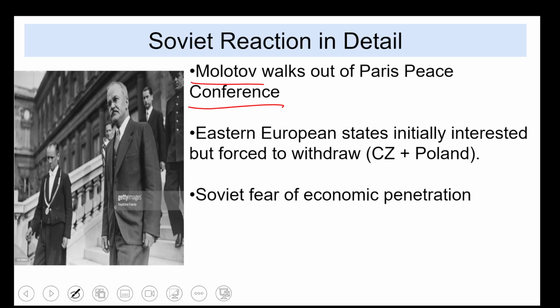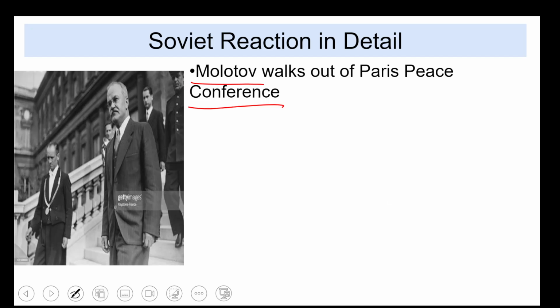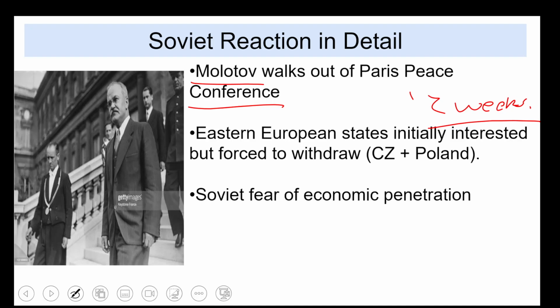Czechoslovakia and Poland initially show interest in Marshall Aid, but Stalin forces them to withdraw. And this is after a period of roughly 2 weeks, where Stalin's deliberating how to respond to the Marshall Plan money, but then he forces Poland and Czechoslovakia to withdraw. Why? Well, because economic penetration is political penetration. If Eastern Europe integrates economically with the West, then Soviet security is clearly weakened.